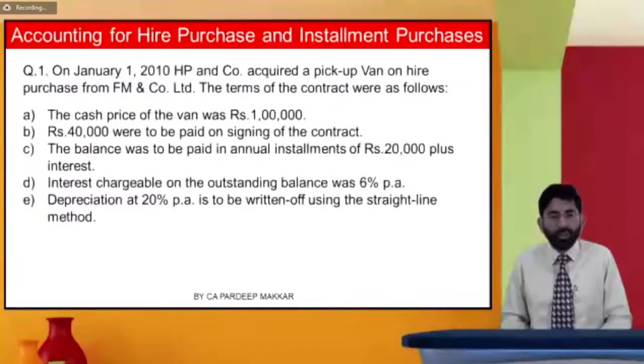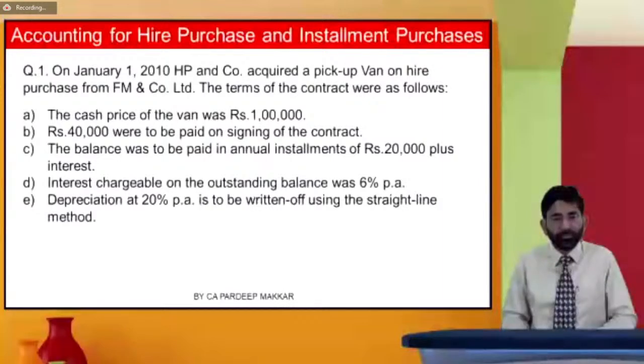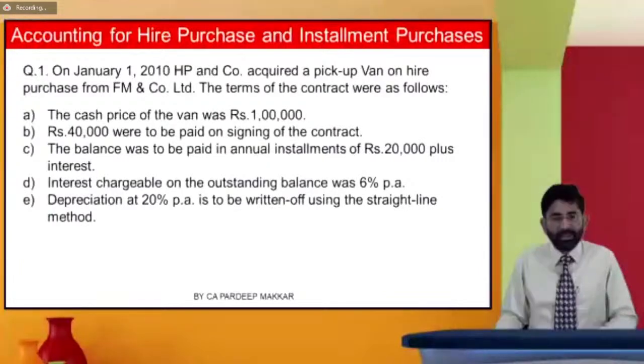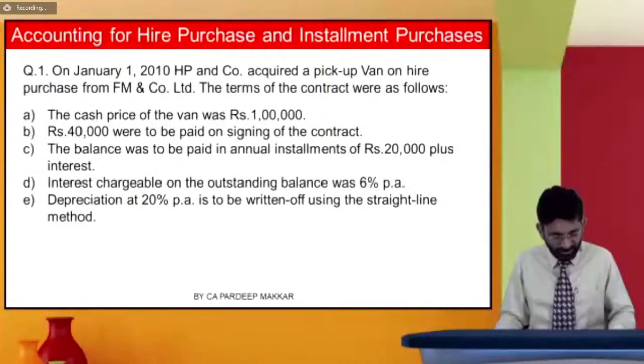In this case, H and Company acquired a pickup van from FM and Company. The terms of the contract are given. The cash price is rupees 1 lakh. The down payment is 40,000, and the installments are given: 20,000 is the annual installment, plus interest you have to pay. Interest is chargeable on the outstanding balance at 6%.